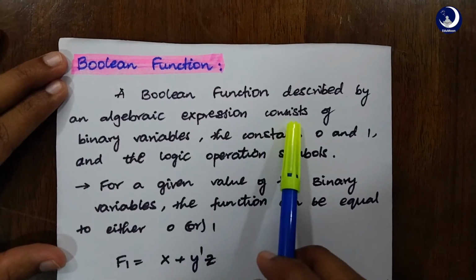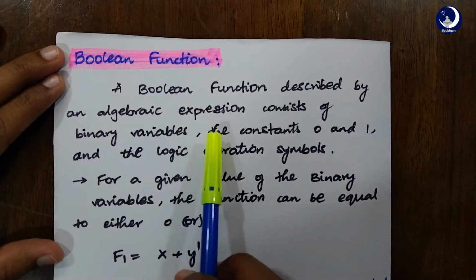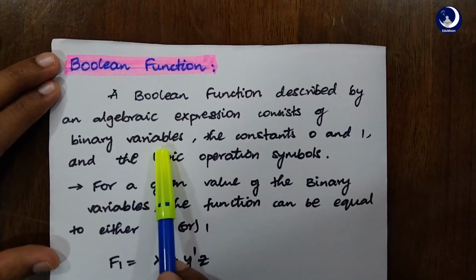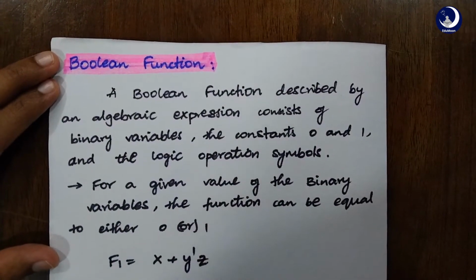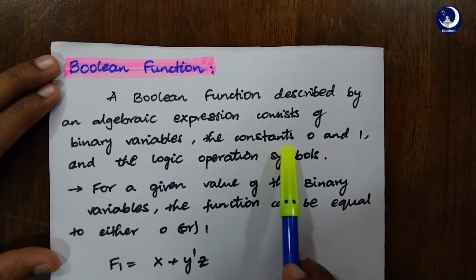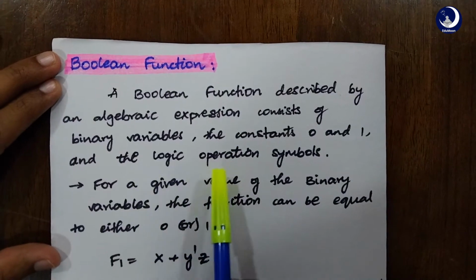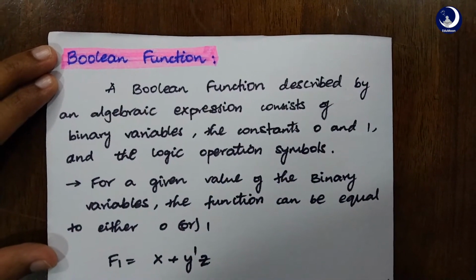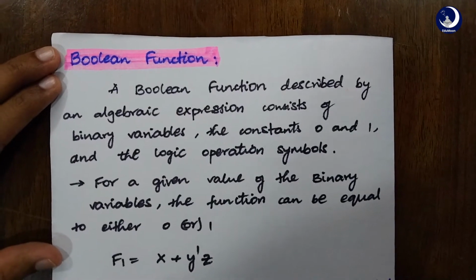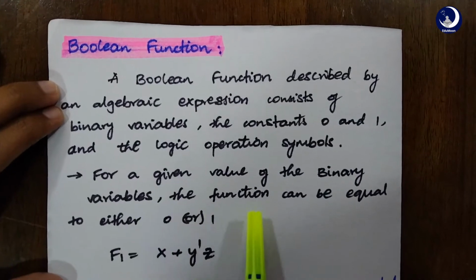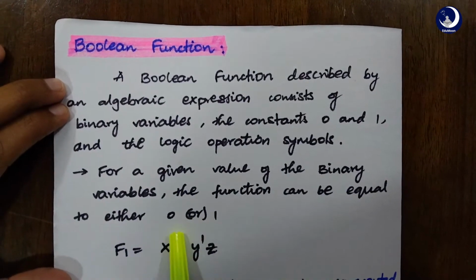Now, a Boolean function described by an algebraic expression consists of binary variables. Now here, what are binary variables? It can be x, y, z, a or b, any kind of alphabets, and the constants 0 and 1 and the logic operation symbols. The logic operation symbols refer to AND, OR, NOT, XOR, XNOR, etc. Now for a given value of the binary variables, the function can be equal to either 0 or 1.